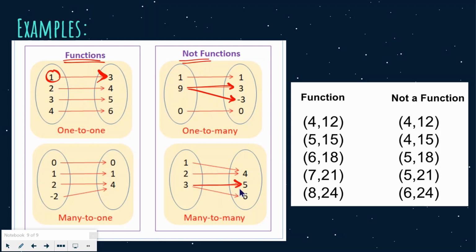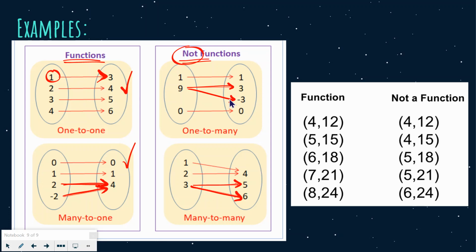Same thing here. 3 is going to 5, and 3 is going to 6. That is not a function because 3 should follow the same rule each time. This is okay. So I'm allowed to have two lines come at this. Negative 2 goes to 4, and 2 goes to 4. It's not breaking its own rule. It's following the same thing each time. They just happen to be landing in the same spot. So that one's okay. These two are not functions.